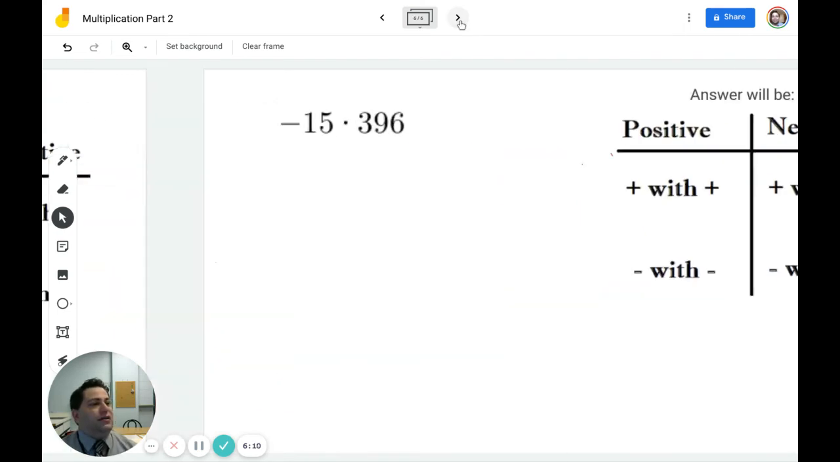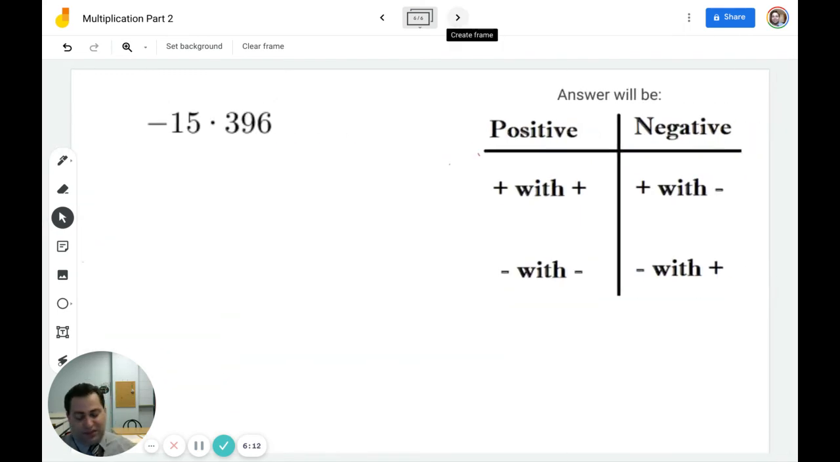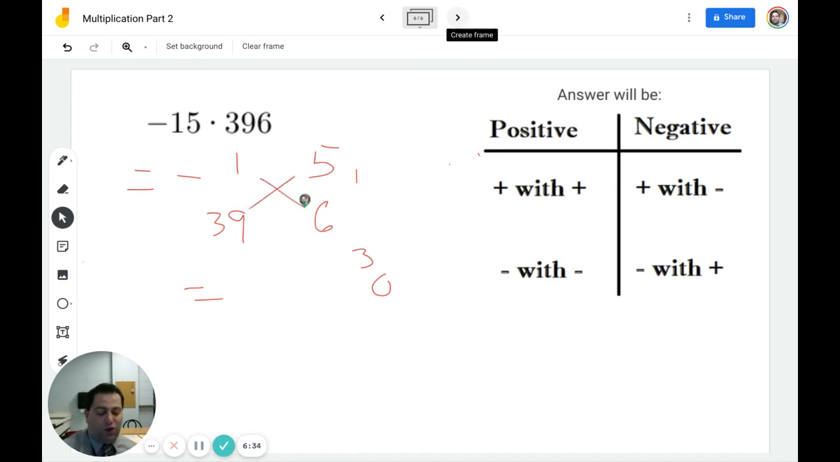Our last problem today is negative 15 times 396. Negative times a positive is going to be a negative. I'm going to write 1, 5, 39, and 6. We're going to start with 5 times 6, and that's going to be 30. Then I'm going to do 5 times 39 plus 6. Well, 5 times 39 is 5 times 30. So 5 times 3 is 150. 5 times 9 is 45. That's 195. 195 plus 6 is going to be 201. So 1 with a 20.